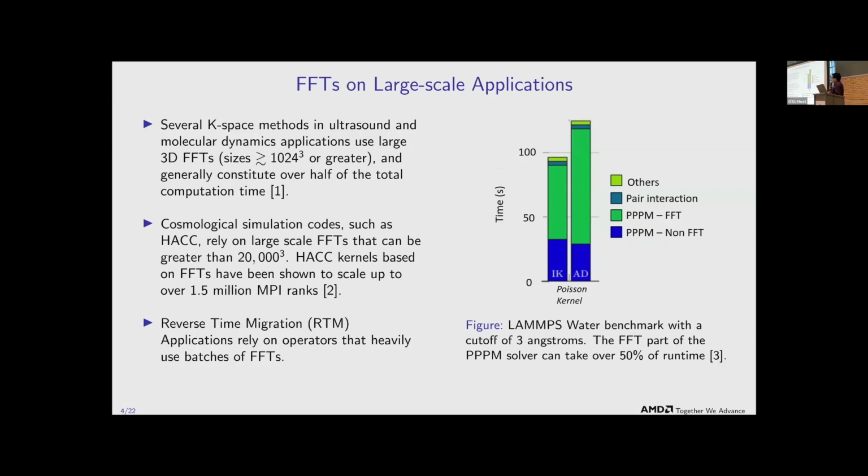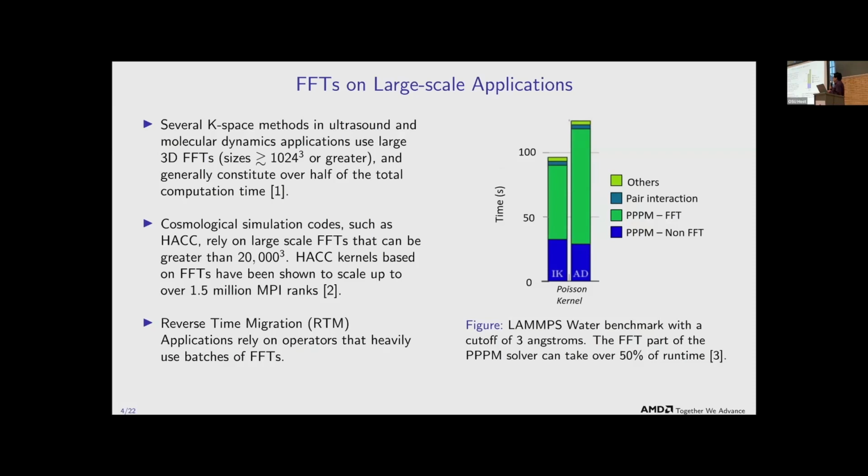For instance, HACC is hoping to use grid sizes over 20,000 cubed. They have a paper from last year where they show scalability to 1.5 million MPI ranks, which is pretty hard to achieve. There are many papers that have tried to go to over 1 million processors, and at scale for all-to-all communication, it's very, very hard.